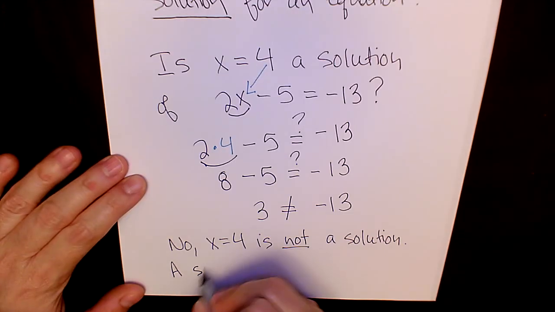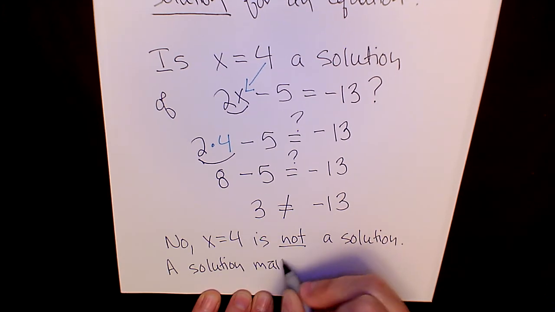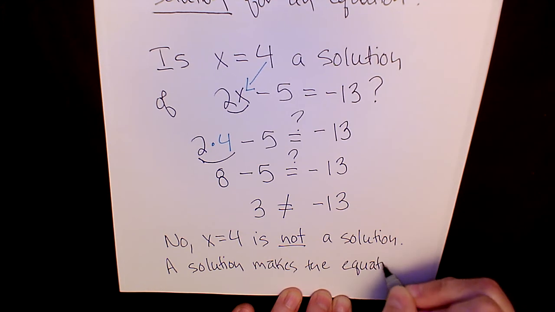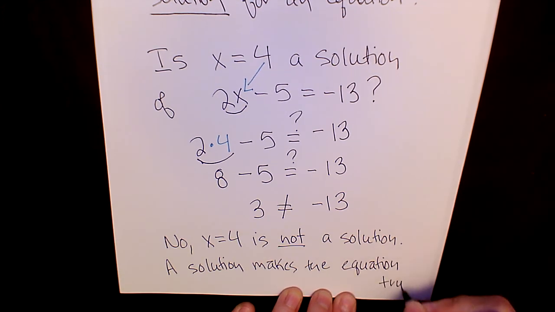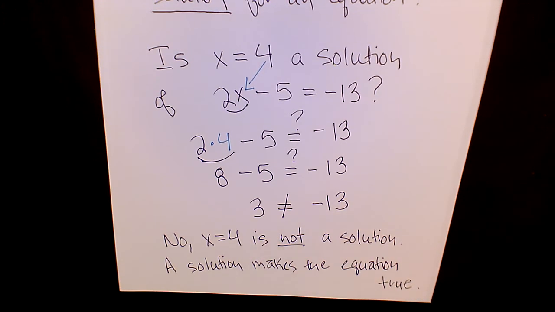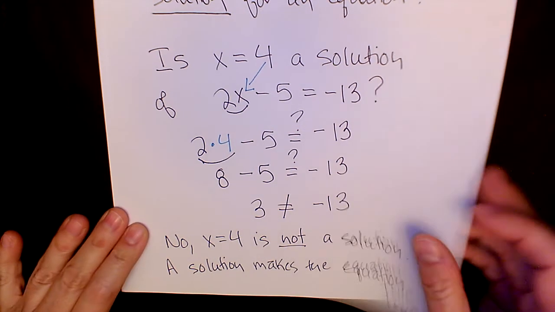So a solution makes the equation true. So that's what a solution is. This was not true. So x equals 4 is not a solution. Let's do another one and see what happens. But just remember, when you plug it in and it comes out true, then that's the true solution. It does work.